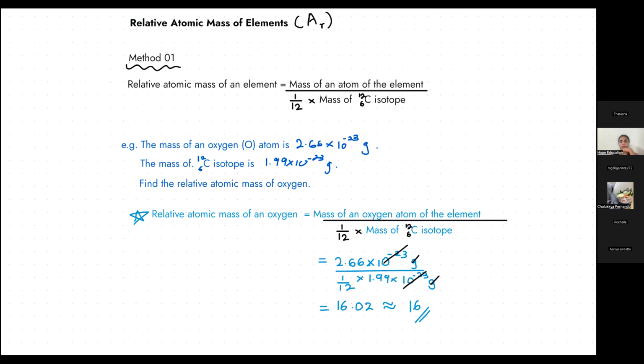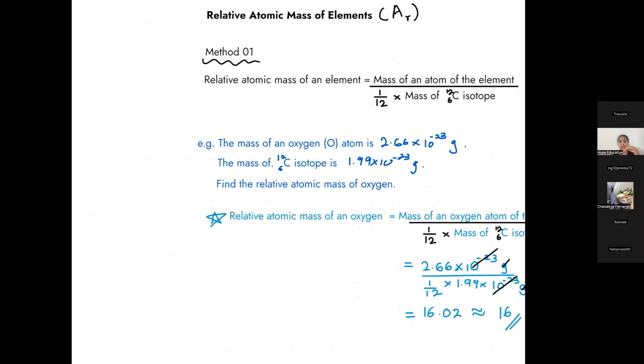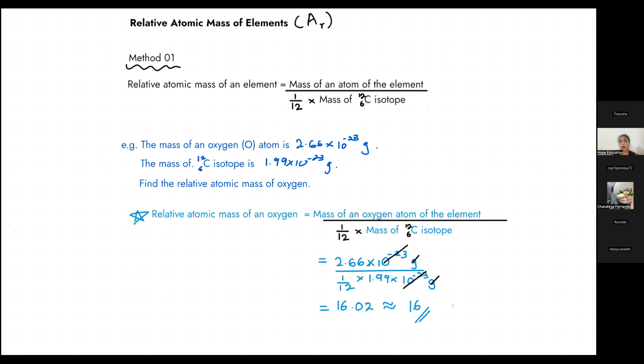So, good point, Chalukya. The values they got, 2.66 and 1.99, use gram, you get 16.04. That is true. But if you take the mass of oxygen, can you all hear me? Okay. So how they have taken 16.02 is that if you take the mass of oxygen atom, it's not just 2.66. It goes a long way, like 2.666.